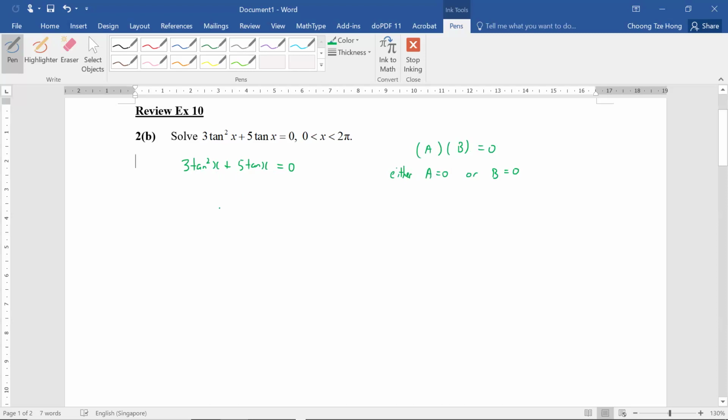And for this one, we can see that there's a common factor of tangent x, right? So maybe we can try to factorize tangent x out. So tangent x, we take out, we get 3 tangent x plus 5 equals 0. So from here, we will get either tangent x equals 0 or 3 tangent x plus 5 equals 0. So what we need to do is solve both equations, and find all the values of x that are within this range.